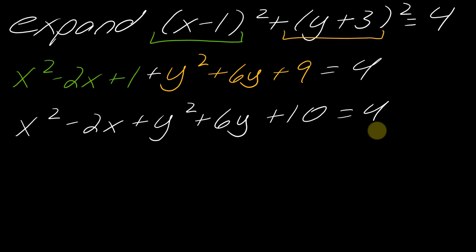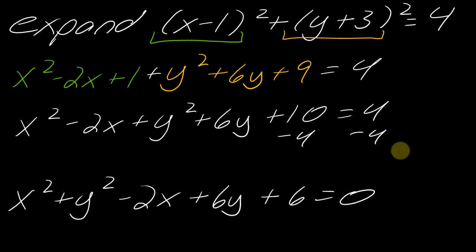And now what I want to do is get rid of the 4, so I would like this whole equation to be equal to 0. So I'll subtract the 4 from each side, as you see here. And that's going to leave me with x² + y² − 2x + 6y + 6 = 0. So I really didn't do a whole lot, right? I expanded these, and then where I saw numbers, I just collected them together.